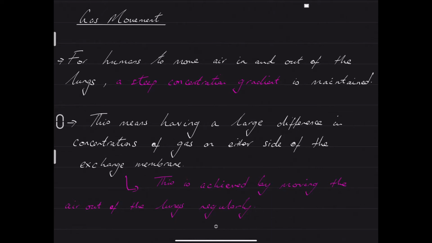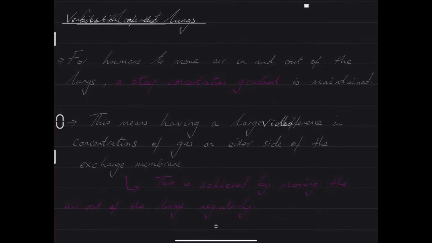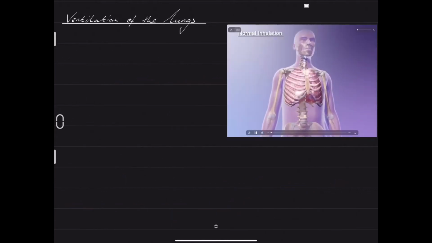You can summarize it in these 3 points which I put here. Humans move air in and out of the lungs. For this, we need a steep concentration gradient, and this means having a large difference in concentrations of gases on either side of the exchange membrane at the lungs, and we'll look at how the lungs are adapted for this. And this is achieved by moving air in and out of the lungs regularly, i.e. breathing. So now let us look at the ventilation of the lungs.